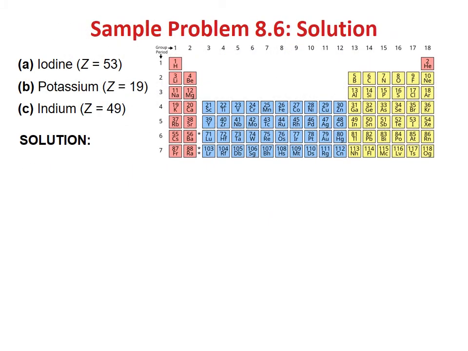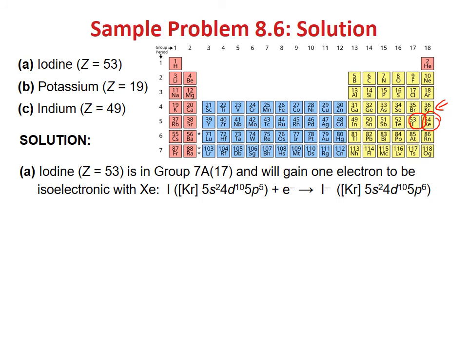A. Iodine, atomic number 53, in the periodic table is right here, which has one less electron than xenon. So it should gain one electron to form iodide. And the previous noble gas is krypton. So we can write the electron configuration as [Kr], and then start to fill electrons in the 5s orbital, so 5s2, 4d10, and then 5p5.